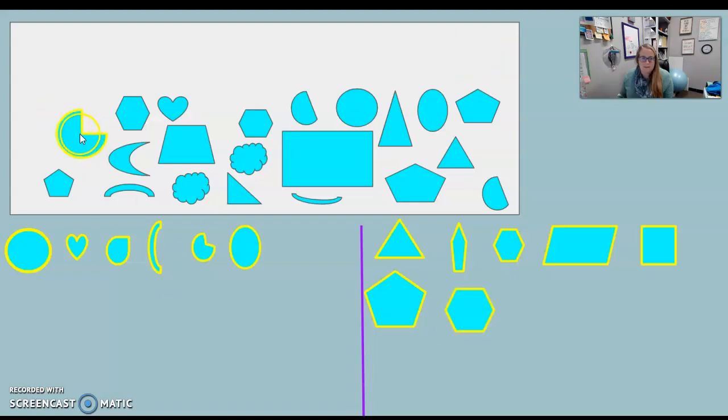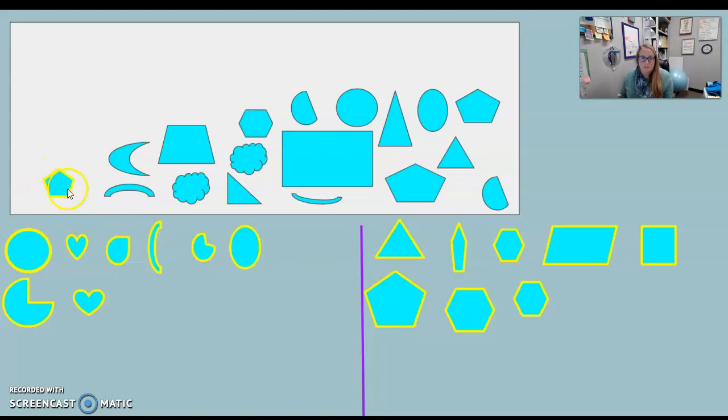Alright, let's see what's next. Ooh, we have another Pac-Man. Is the Pac-Man going to go with the other Pac-Man or is it going to go over here? Yeah, it's going to go with the other Pac-Man. Alright, hexagon. 1, 2, 3, 4, 5, 6. Is it going to go with the circle or with the other hexagons? It's going to go with the other hexagons. What about this heart? Is the heart going to go with the other heart or with the triangle? Yeah, it's going to go with the other heart.